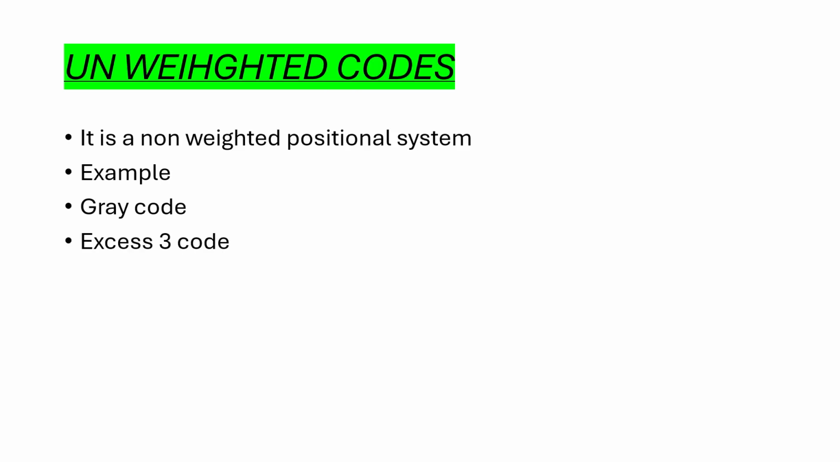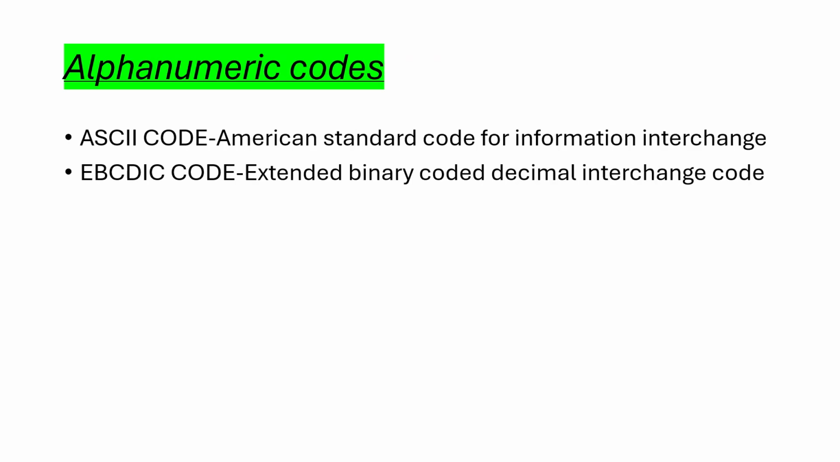Unweighted codes are non-positional weighted systems. Examples: gray code, XS3 code. And then alphanumeric codes. Alphanumeric codes are ASCII code and EBCDIC code. The expansion of ASCII is American Standard Code for Information Interchange. EBCDIC expansion is Extended Binary Coded Decimal Interchange Code.